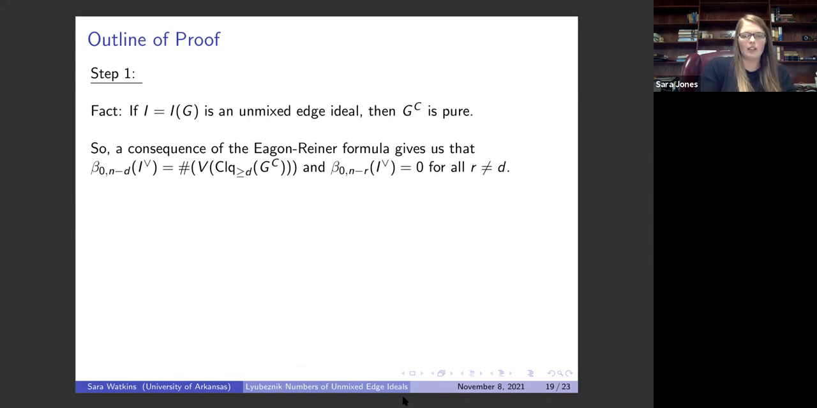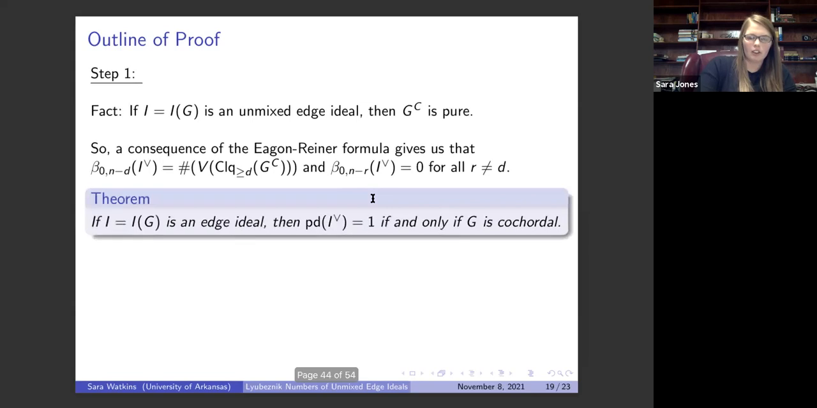And I put the D click graph, but notice all click graphs have the same number of vertices, so that could be any click graph. It's the number of vertices in the click graphs. And then also a consequence of the Eagon-Reiner formula tells us that the 0, n minus r Betti number is going to be 0 for all r not equal to d. And again, this is going to help us simplify our linear strands.